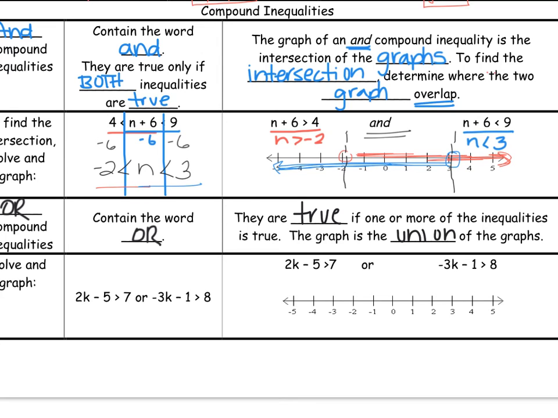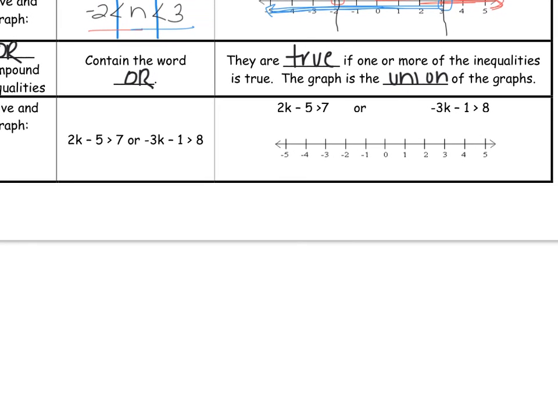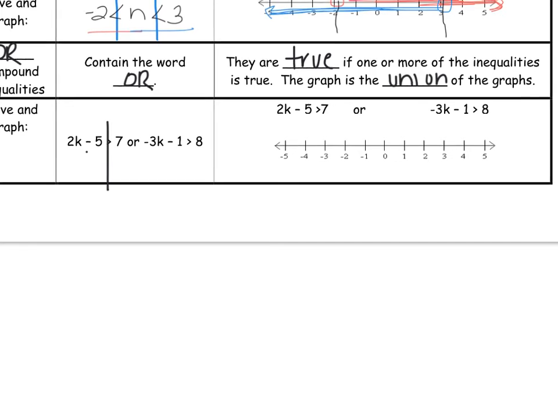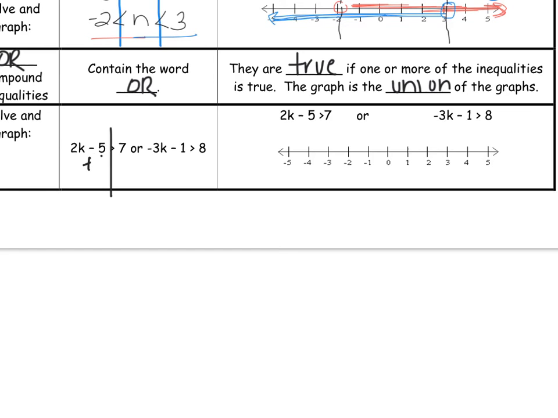of the graphs. So for an OR inequality, you're just solving two separate inequalities and graphing them on the same coordinate plane. So when we solve this one, we're going to add 5 to each side, and we get 2k is greater than 12. Divide each side by 2, and we get k is greater than 6. And it's an open circle. So let me extend my number line. Open circle on 6, and we're shading everything to the right of 6.